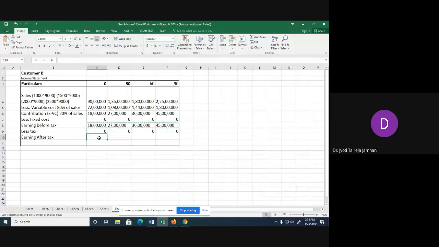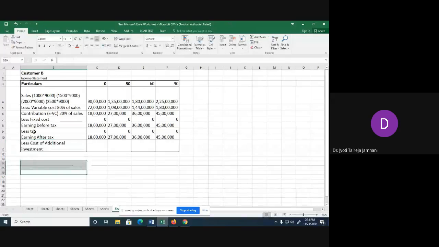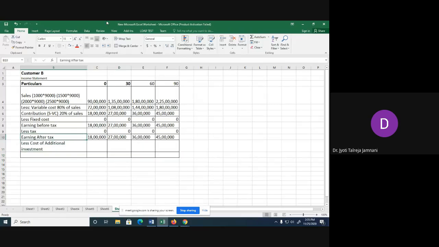Now from this, what we minus is the cost, less cost of additional investment. Okay. So for that, we need to do the working note first. So working note on additional investment.